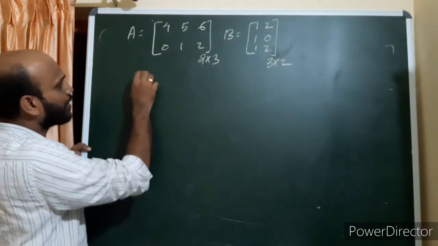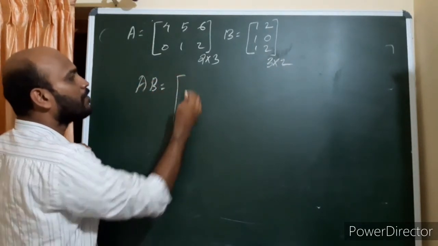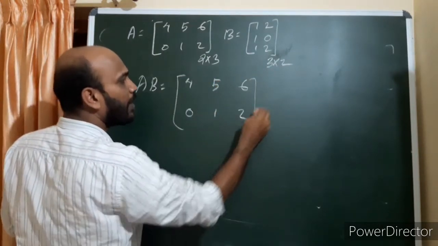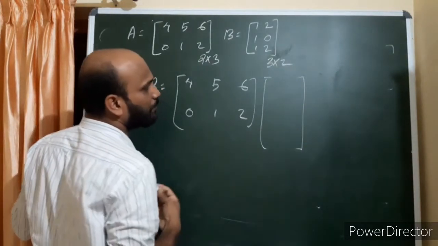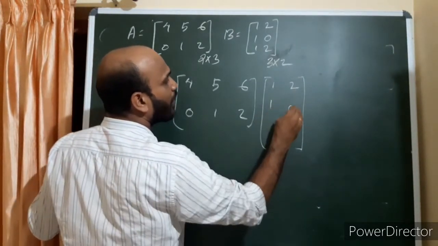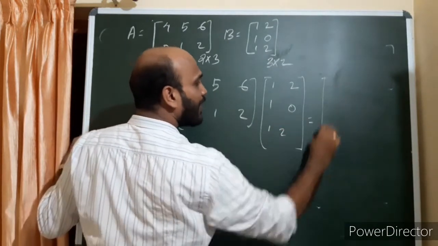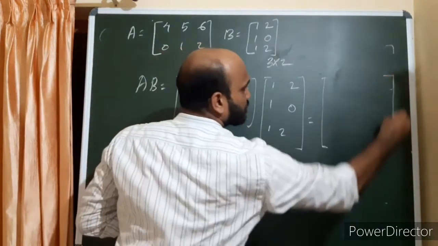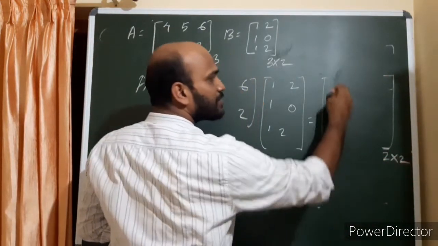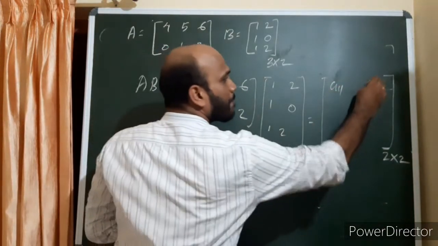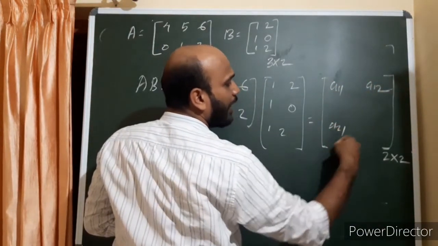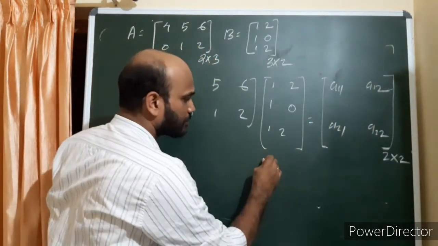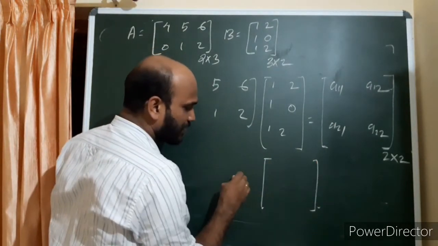So AB we can write like this. A is 4, 5, 6, 0, 1, 2, and B I will write here, B equal to 1, 2, 1, 0, 1, 2. First I will write its structure. The order of the resultant will be 2 by 2, so a 2 by 2 matrix. Its general form is A11, A12, A21, A22. Now you have to find all these elements. So I will write the answer here.